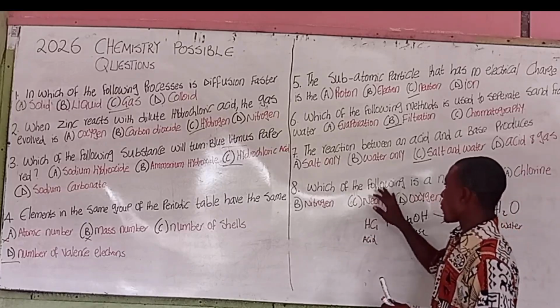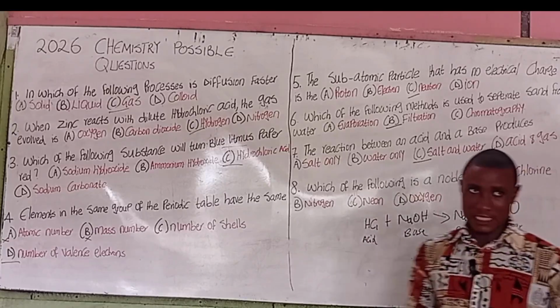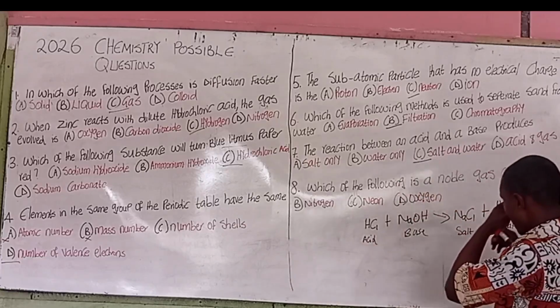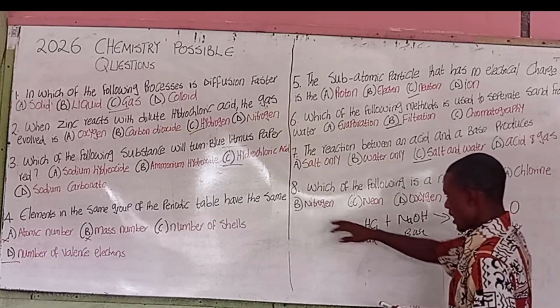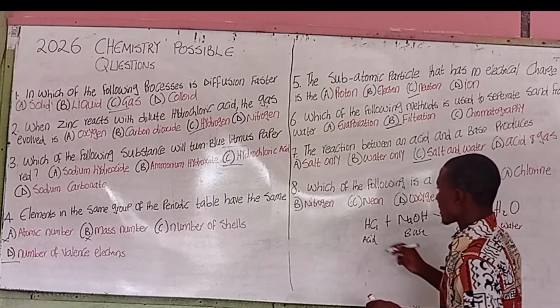We have question number 8. Question number 8 says, which of the following is a noble gas? A noble gas is a gas that has attained stability, right? So which of the following is a noble gas? We have chlorine, nitrogen, neon, and oxygen. The correct answer there is neon.